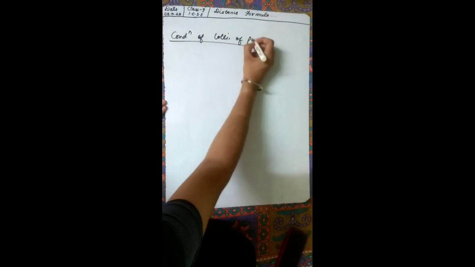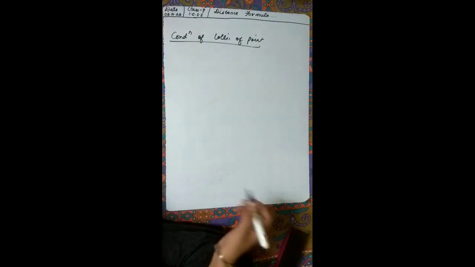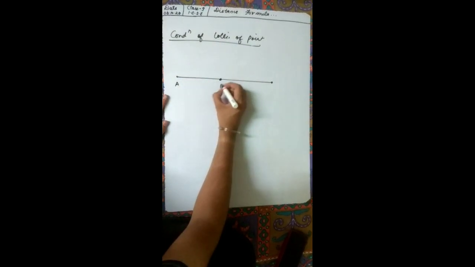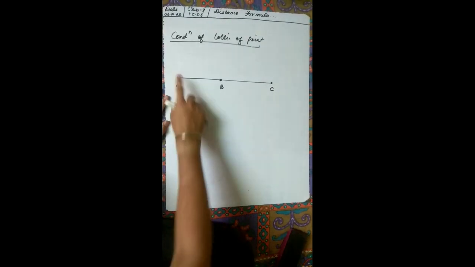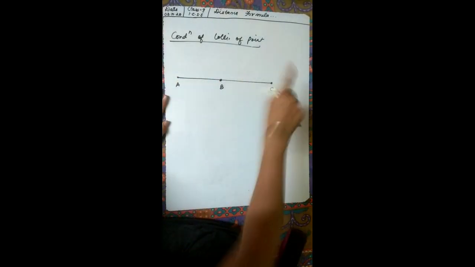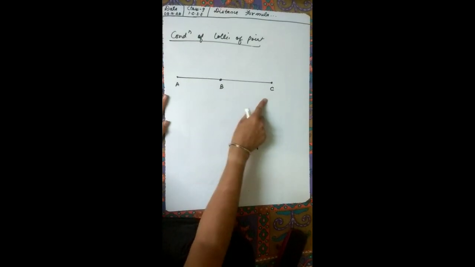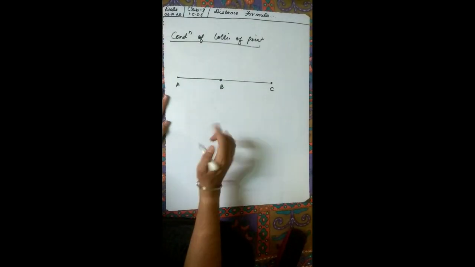of points. What do you mean by collinear points? I have explained to you, I guess previously, what the collinear points are. Say for example A, B and C. If they are lying on the same line, then A, B, C are called the collinear points.